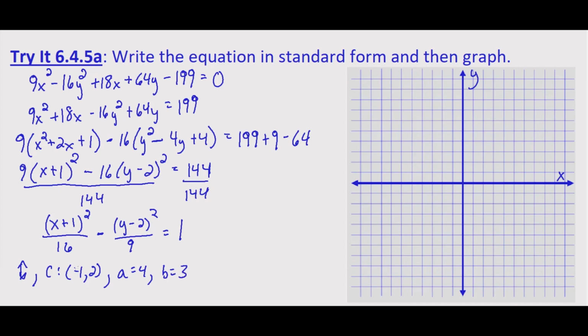So we go to our center, negative 1, 2, and then a equals 4, and a is with the x term, so we go left and right 4 from our center. 1, 2, 3, 4. 1, 2, 3, 4. B is 3, and b is with the y terms. So we go up and down 3 from our center. 1, 2, 3. 1, 2, 3. We make our box that goes through the vertices.